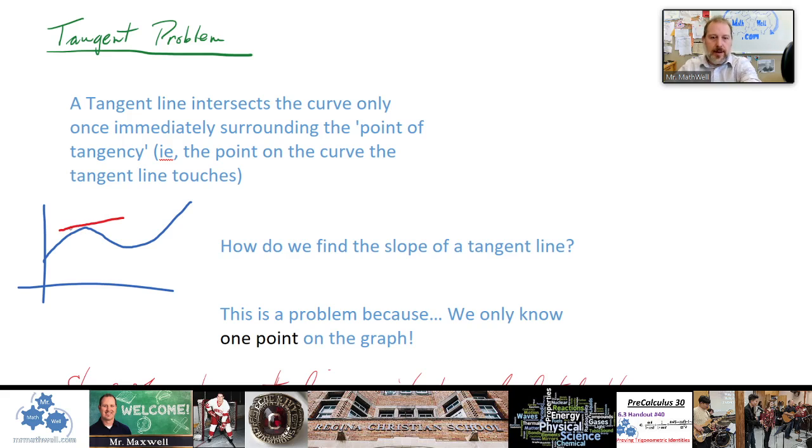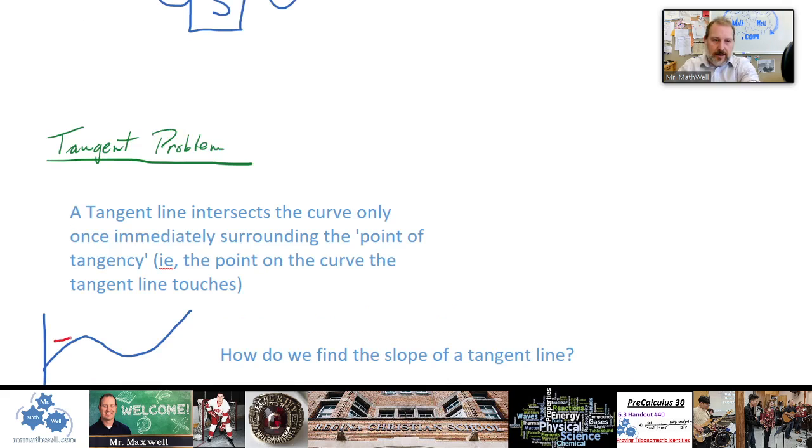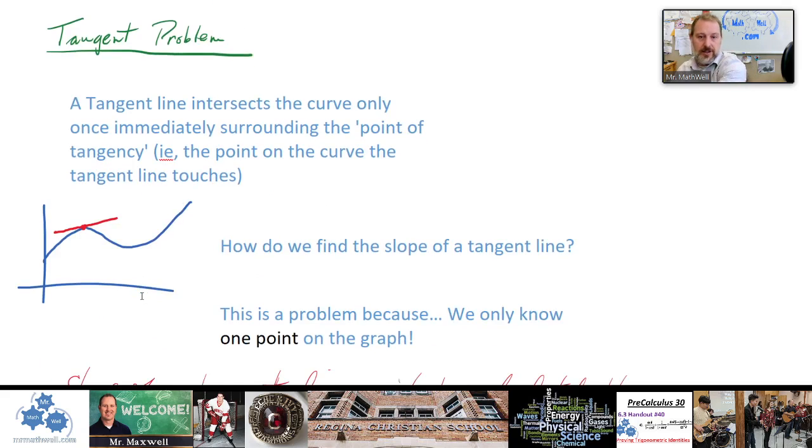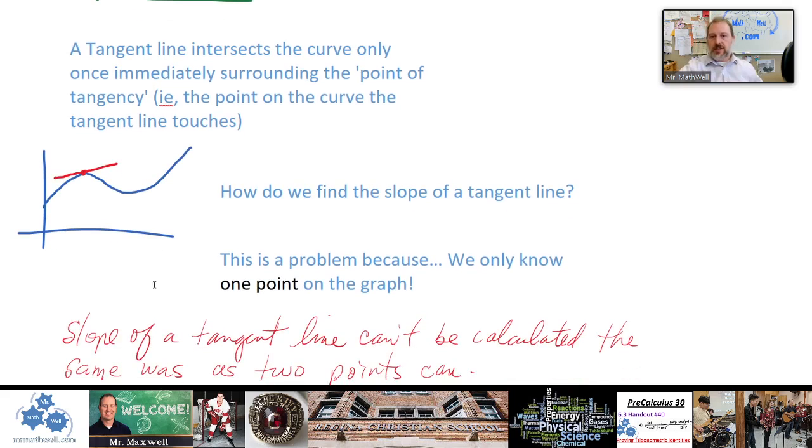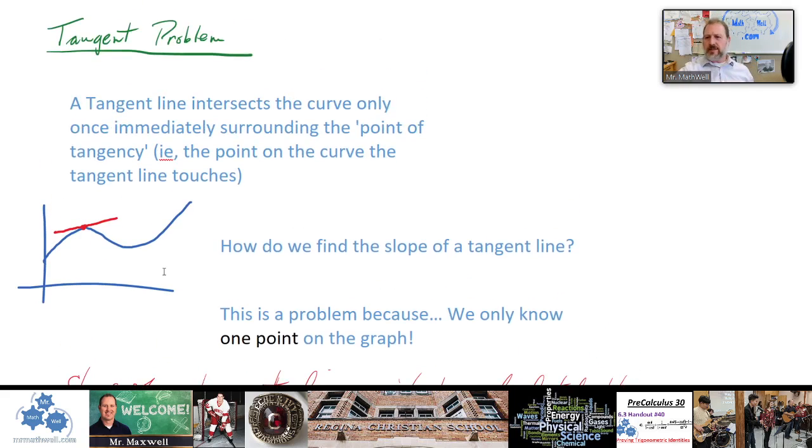Oops, I missed that a little bit. This might be a tangent line right here, touching the graph at just one point. Okay, that's a tangent line. So tangent lines are very, very important in calculus.